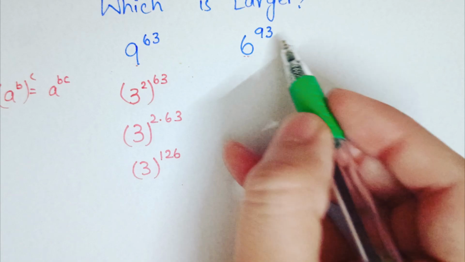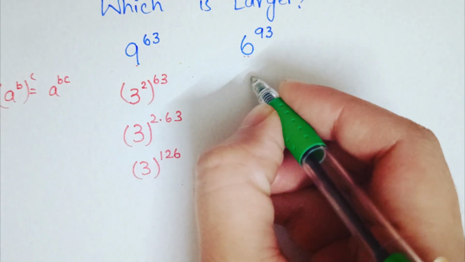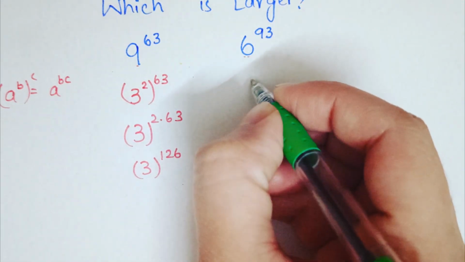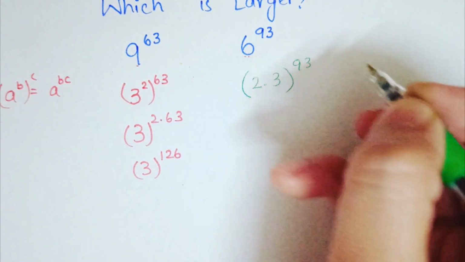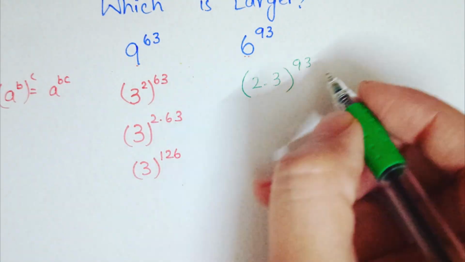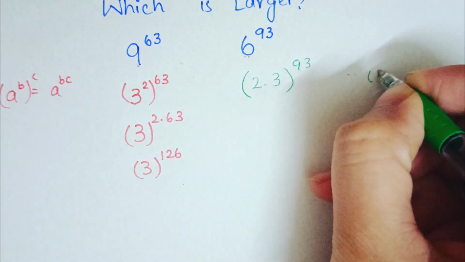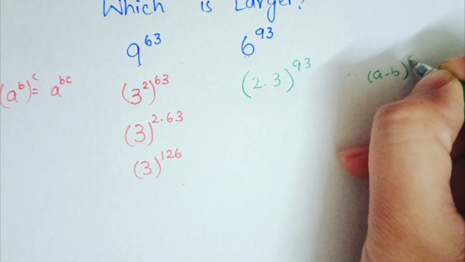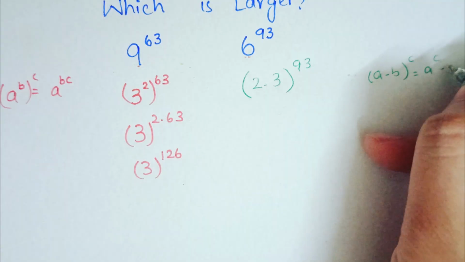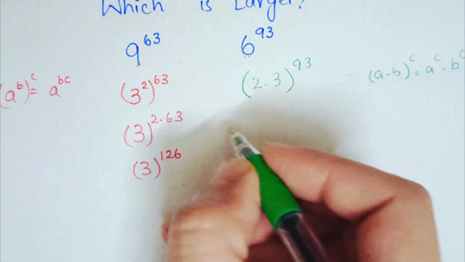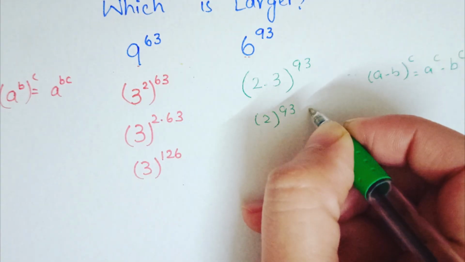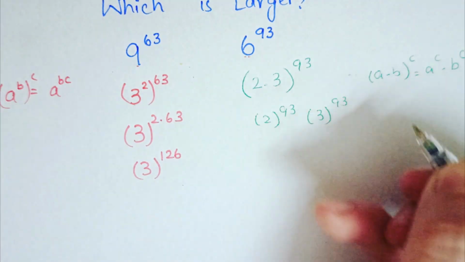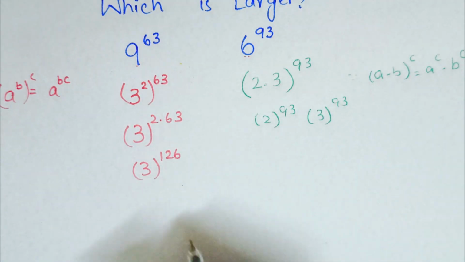Here we have 6 raised to the power 93. So we can write it as 2 times 3 raised to the power 93. And we also know that a times b raised to the power c is equal to a raised to the power c times b raised to the power c. So we can write it as 2 raised to the power 93 and 3 raised to the power 93. So we got these from both of the sides.